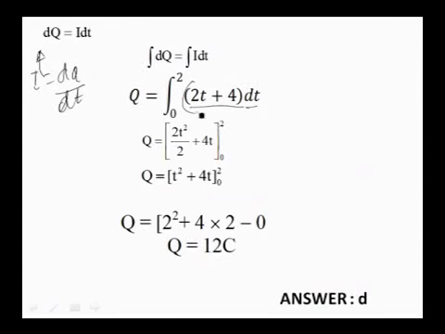Now, integration of 2t is 2t square divided by 2, and integration of 4 is 4t, upper limit is 2, lower limit is 0. If you apply the limits, the 2 and 2 get cancelled, it is t square plus 4t, from 0 to 2, upper limit minus lower limit. First the upper limit: 2 square is 4 and 2 fours are 8, we get 4 plus 8 which is equivalent to 12 coulomb. Therefore, the correct answer for this question is D.